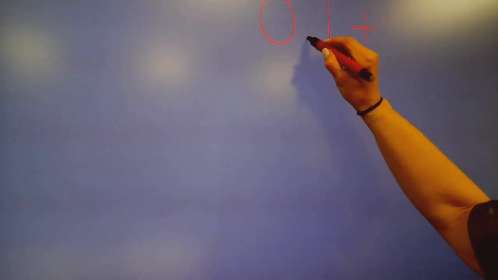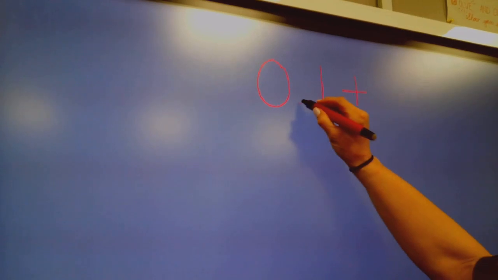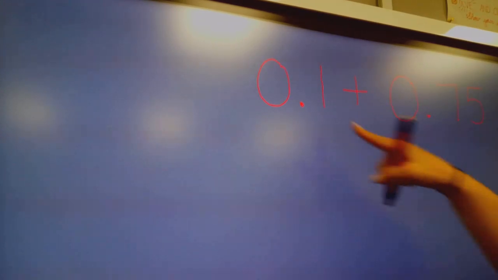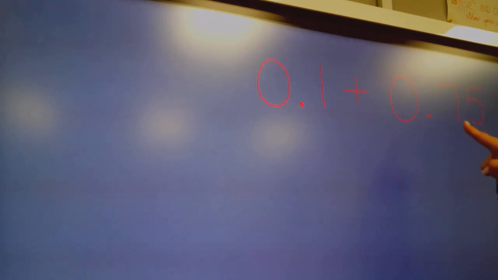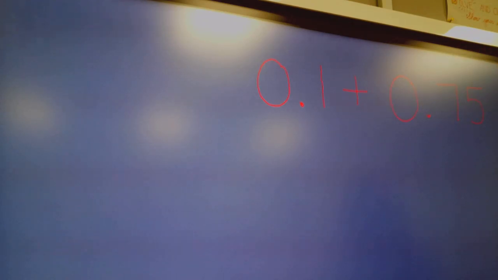All right. So, if I have 0.1 and 0.75, can y'all see that okay? So I could say 1/10 plus 75 over 100, change that to 10 over 100, get 85 over 100, and then I change that back to a decimal.